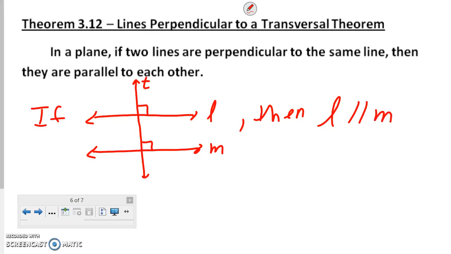All right, how else could we prove this? Right now I have two right angles in a corresponding position. So we could use the corresponding angles converse to say that L is parallel to M. It's giving us another method to prove parallel lines. So again, in a plane, if two lines are perpendicular to the same line, then they're parallel to each other.